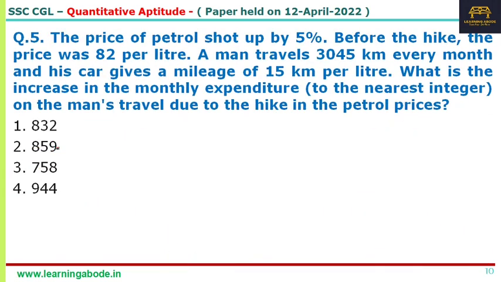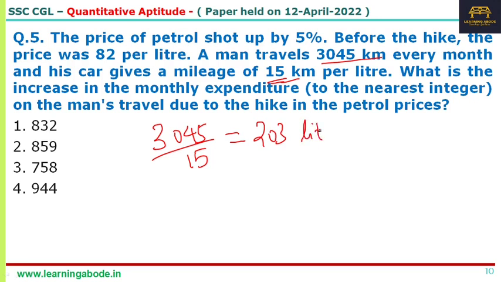Now the 5th question, this is a simple question only, but again a little tedious calculation, right? So what happens here? The petrol price is increased by 5%. Because of that, how much you have to spend, that is the actual question, but that additional information is given. The man travels 3,045 km every month, and his vehicle gives a mileage of 15 km per liter. So how many liters of petrol is he spending every month? 3045 by 15.